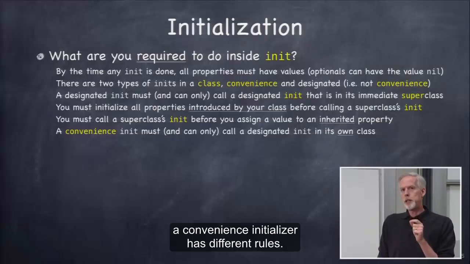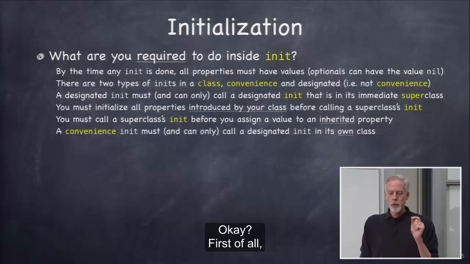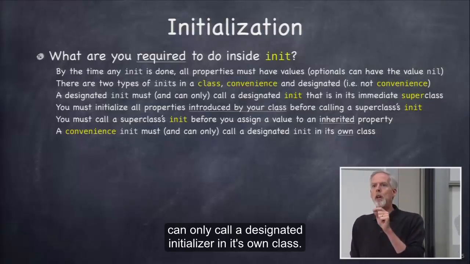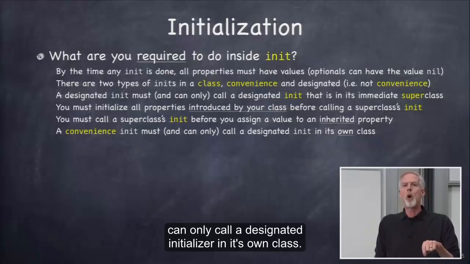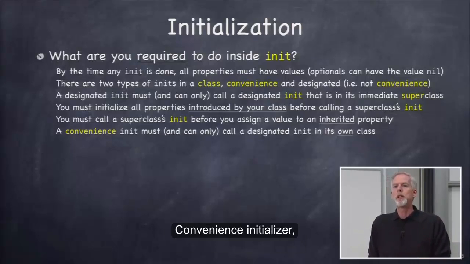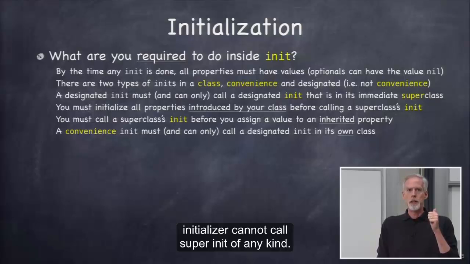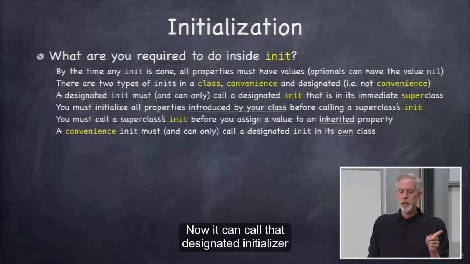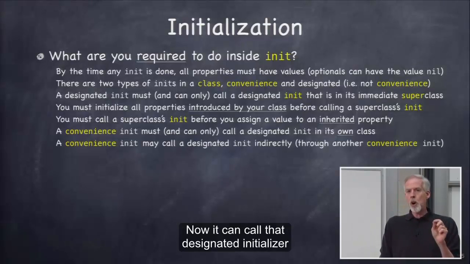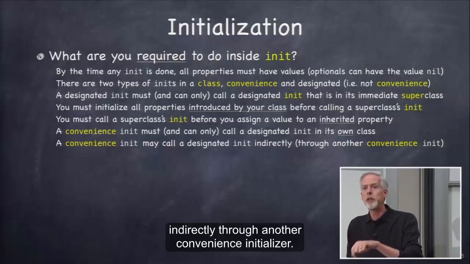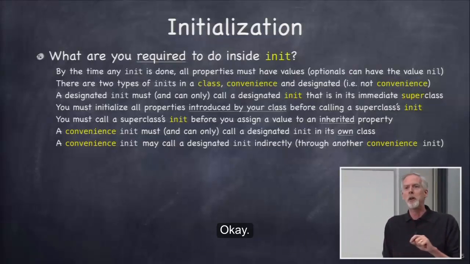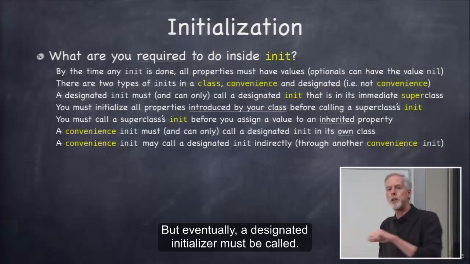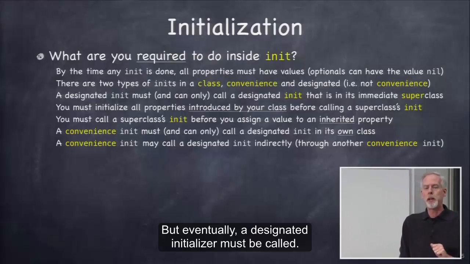Now, a convenience initializer has different rules. First of all, a convenience initializer must and can only call a designated initializer in its own class. A convenience initializer cannot call super.init of any kind, and it must call a designated initializer. Now, it can call that designated initializer indirectly through another convenience initializer. One convenience initializer could call self.init of another convenience initializer, which could call a designated initializer, but eventually a designated initializer must be called.